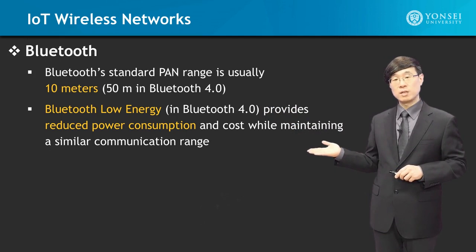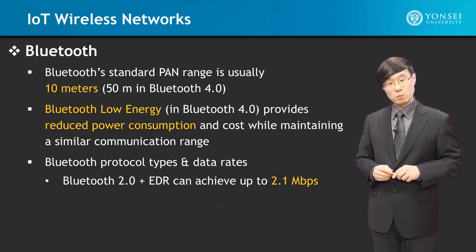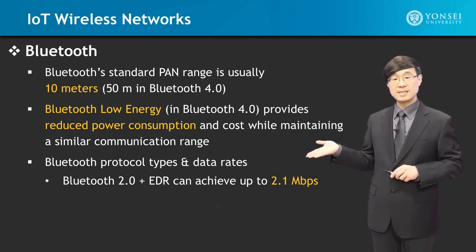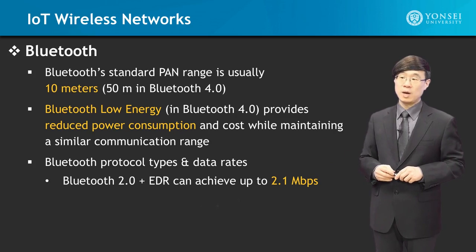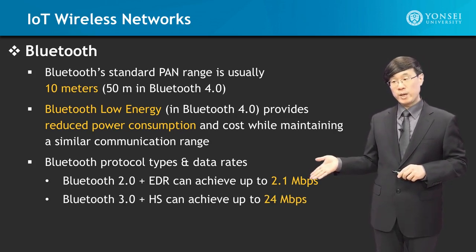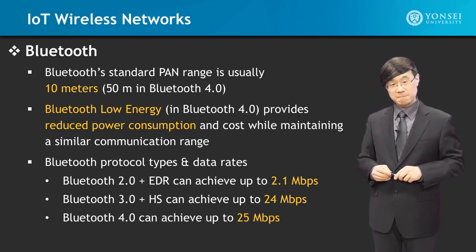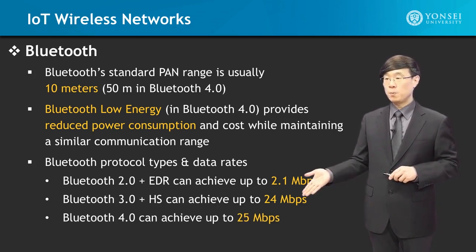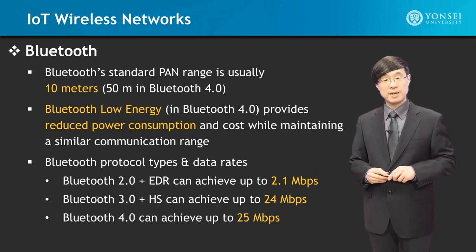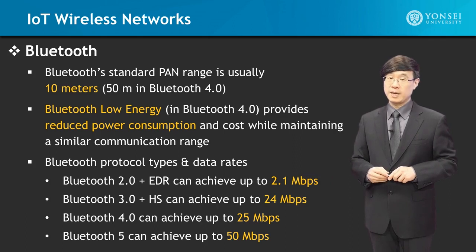Bluetooth protocol types and data rates, for example: we can see Bluetooth 2.0 with EDR, enhanced data rate, can go up to 2.1 megabits per second. Bluetooth 3.0 with HS can achieve up to 24 megabits per second. Bluetooth 4.0 can go up to 25 megabits per second. And Bluetooth 5 can go up to 50 megabits per second.